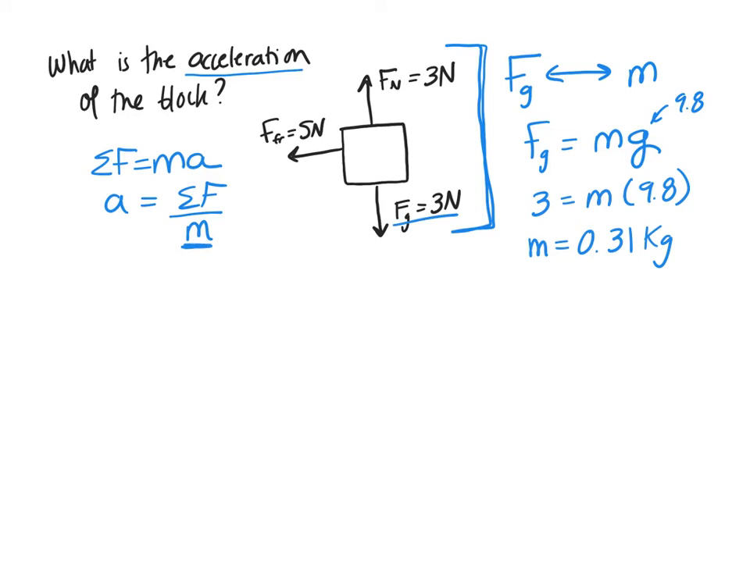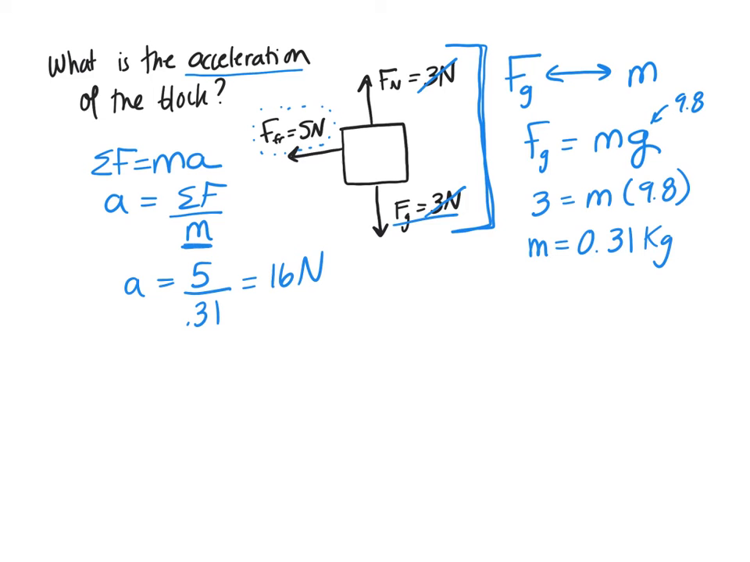Well, you look at the picture. Try and get rid of any balanced forces when you're looking at net force. 3 newtons down, 3 newtons up, they cancel each other out. That leaves only one force that can contribute to the net force in this situation, which is the 5 newtons. So a is equal to 5 newtons divided by 0.31. So our acceleration is there, 16 newtons.